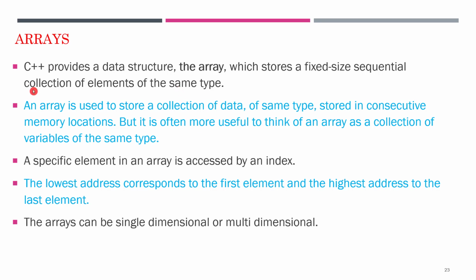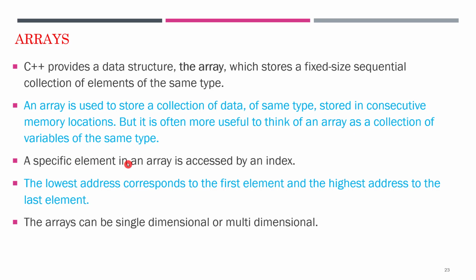C++ provides a data structure called the array, which stores a fixed-size sequential collection of elements of the same type. The array is used to store a collection of data of the same type in consecutive memory locations, but it's often more useful to think of an array as a collection of variables of the same type.